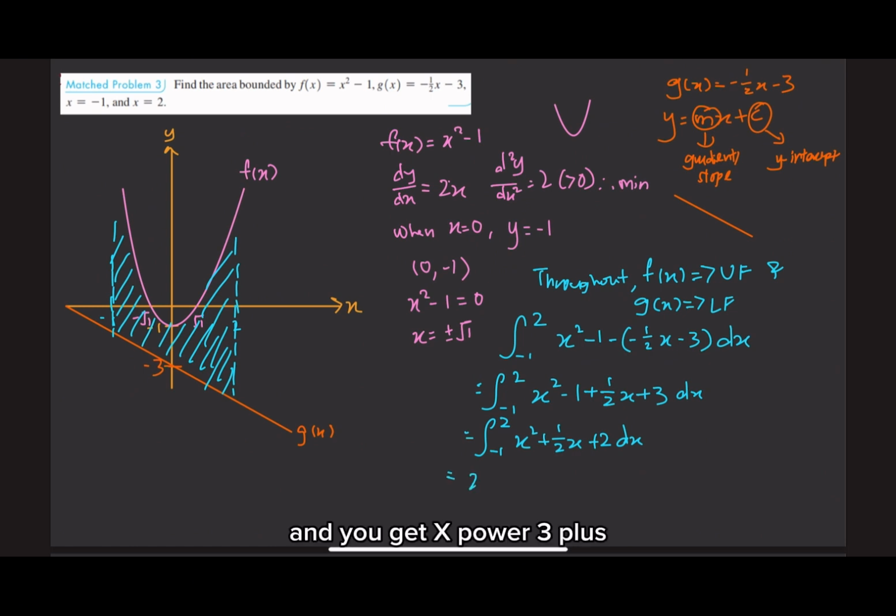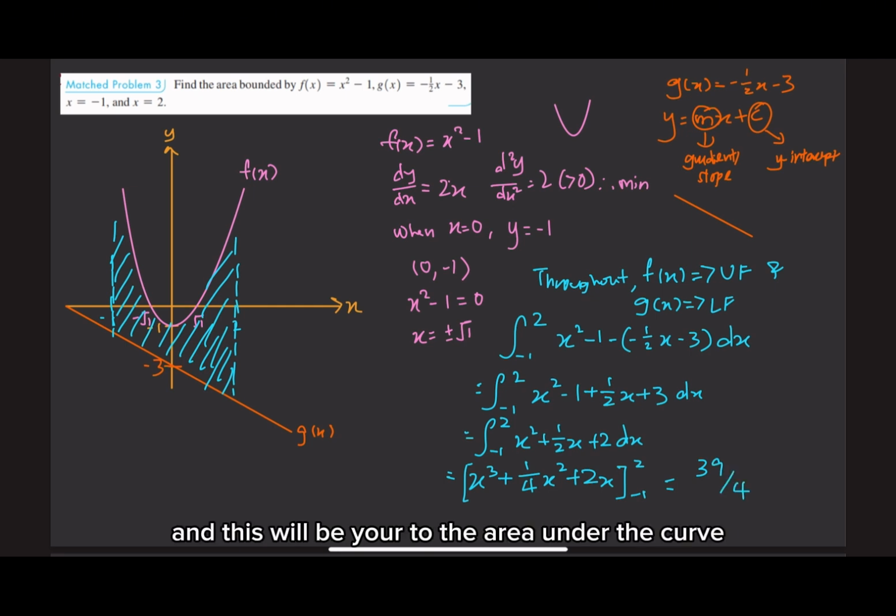And you get x to the power 3 over 3 plus 1/4 of x squared plus 2x from negative 1 to 2, and just input that into your calculator and you'll get 39/4, and this will be your total area under the curve.